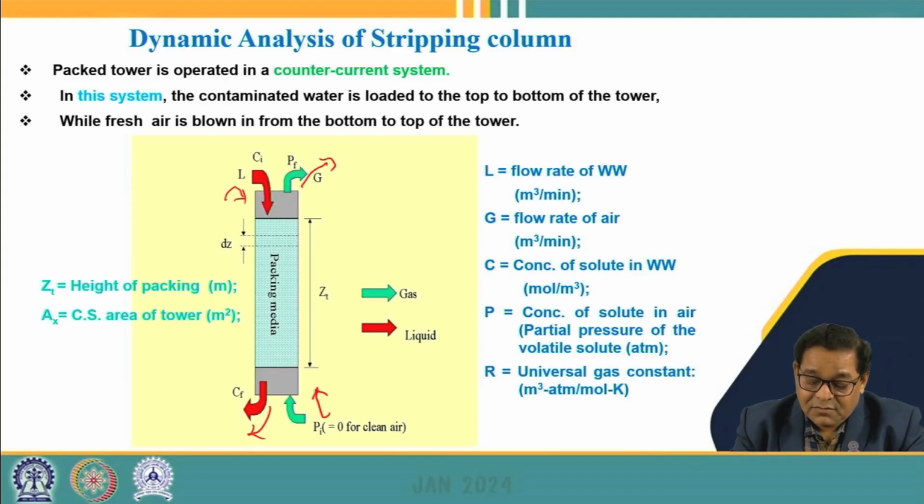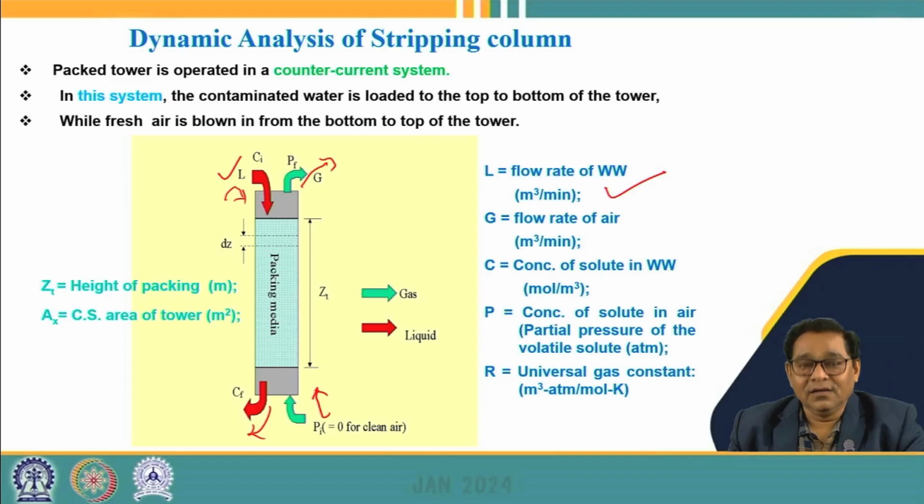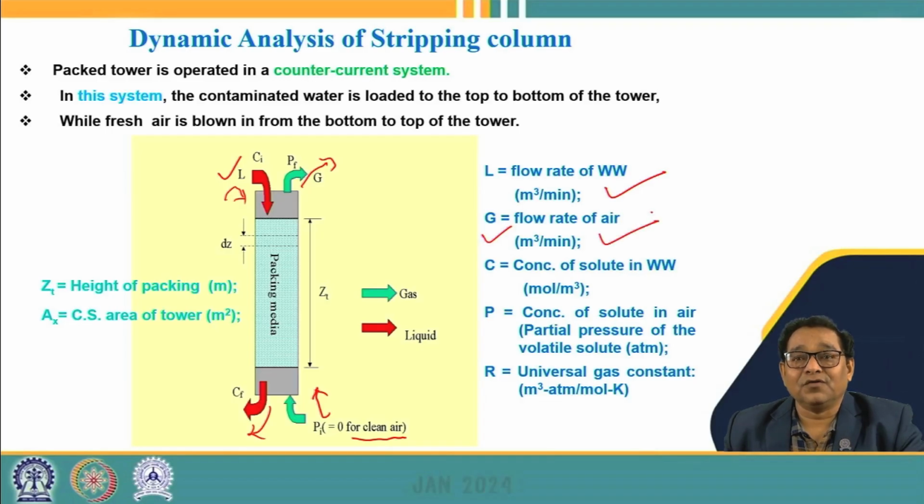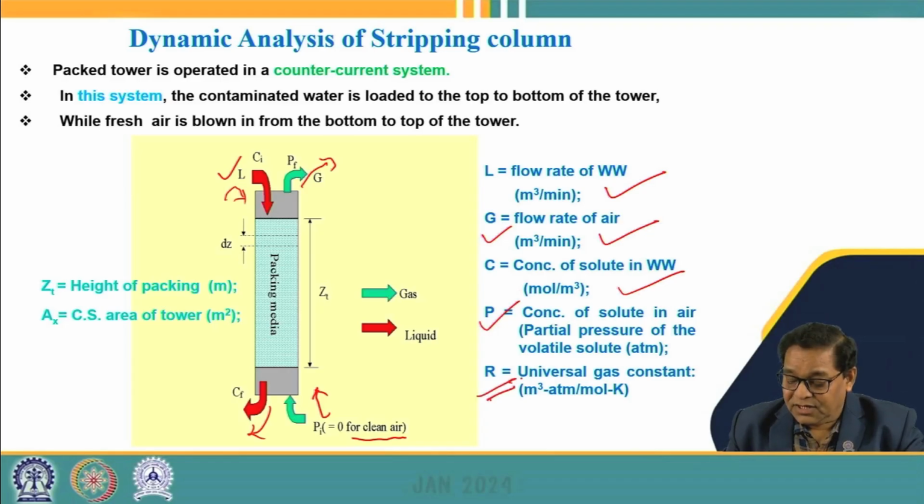In this system, let's consider L, which is the flow rate of the wastewater, and G, which is the flow rate of the air we insert for stripping of the dissolved gases, VOCs or ammonia nitrogen from the wastewater. C is the concentration of solute in the water, and P is the concentration of solute in the air, and R is the universal gas constant.